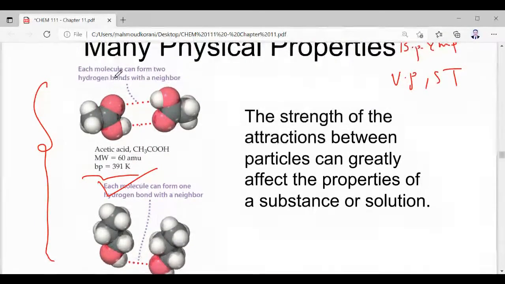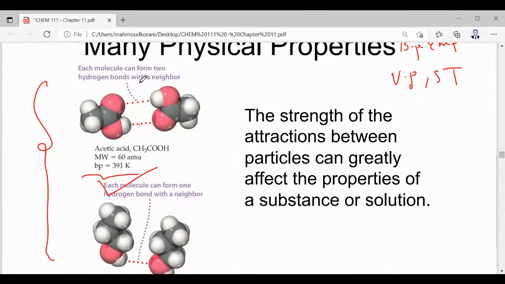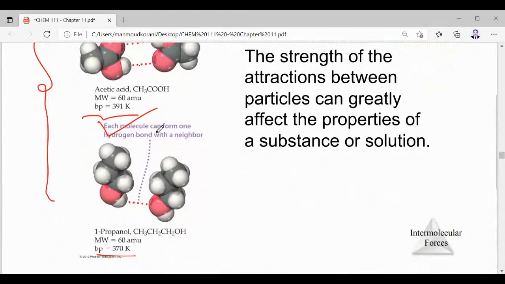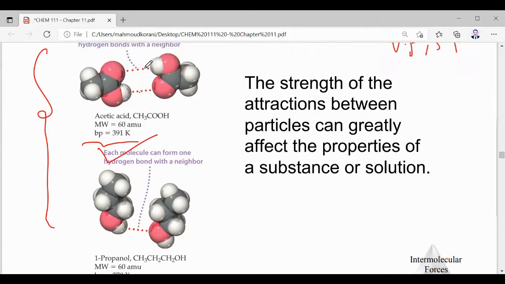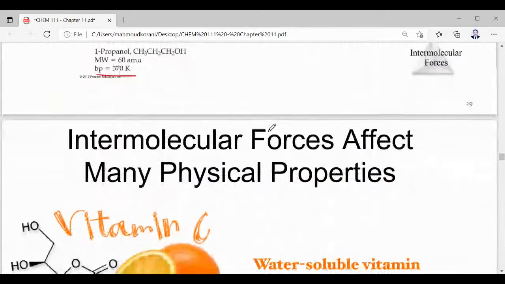If you just read, each molecule can form two hydrogen bonds with neighbors, while here each molecule can form only one hydrogen bond with a neighbor. So the boiling point of that one is smaller than that one. So the strength of the attraction between particles can greatly affect the property of the substance in solution, as we are going to discuss in a few minutes.